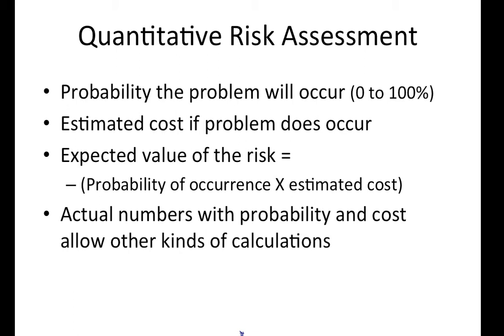Actual numbers with probability and cost allow other kinds of calculations. The advantage of using quantifiable risk estimates is that they can be used in calculations of risks. The expected values of risk in any one component of the project, for example, might be integrated into its budget and added to the price of the project.